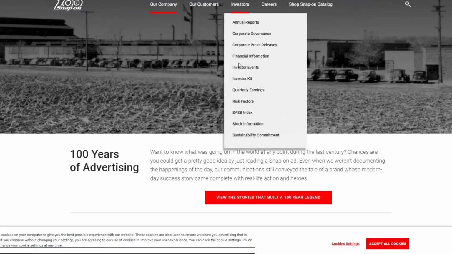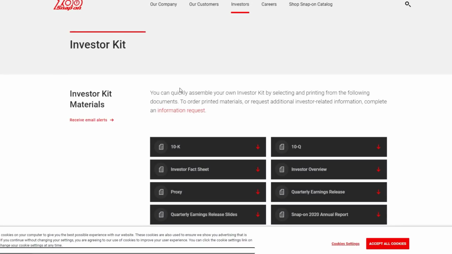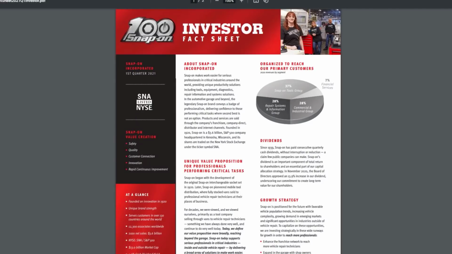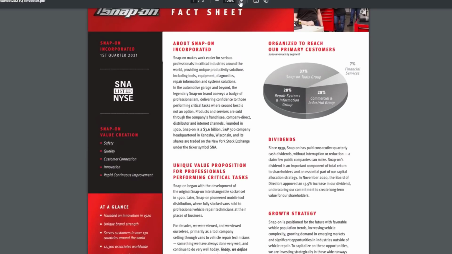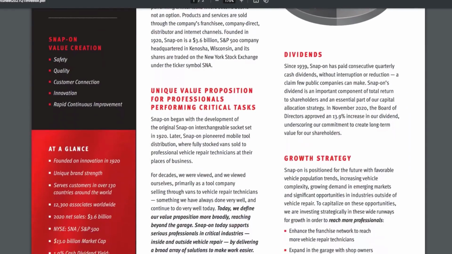I would also go into things like the investor services, where I would start looking at the financial information, the annual reports, the investor events, even the investor kit, where I could learn things about the company from the company's perspective. Okay, I've got a fact sheet here, which I could look at. Now, this is current. This is not February of 2019. So I'm getting first quarter 2021 numbers. Since 1939, Snap-on has paid consecutive quarterly dividends. So I'm learning an awful lot about the company here just by going through some of this kind of information.